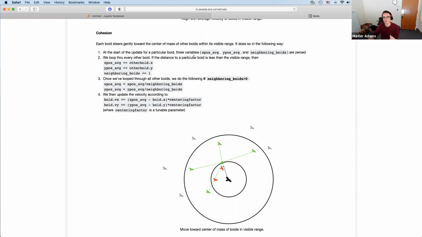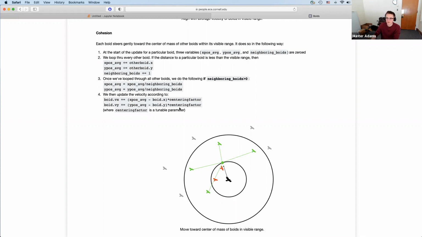So each boid loops through every other boid. If the boid in question is within its visual range, it will increment these two accumulating variables that we're going to use to compute the average positions of the nearest neighbors by the other boid's position, x and y, and it increments the number of neighboring boids. It then computes the average by dividing each of these by the number of boids that contributed to that variable. And very similarly to the way that it updated its velocity with the matching factor, we steer its velocity towards the center of mass.